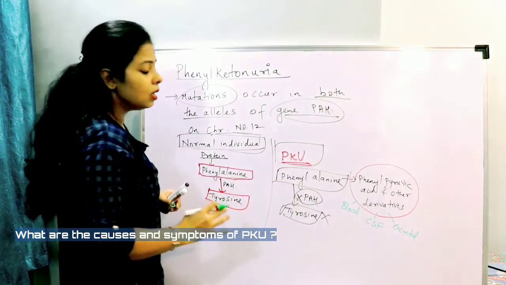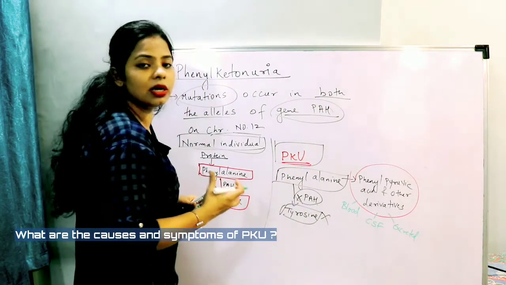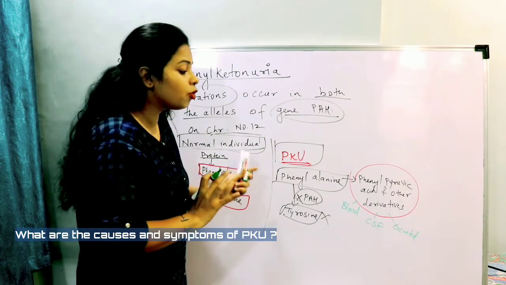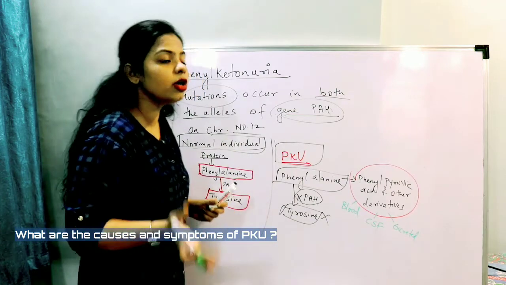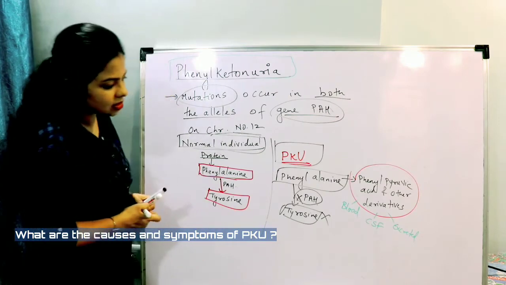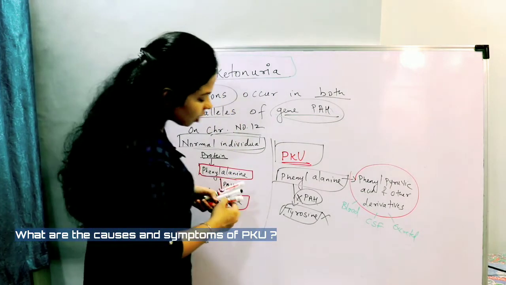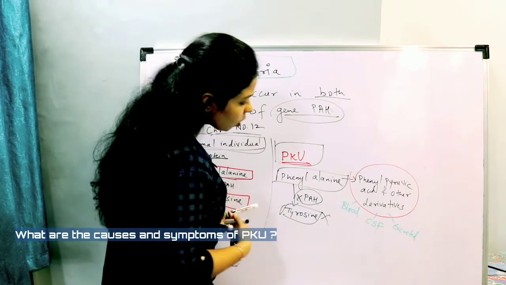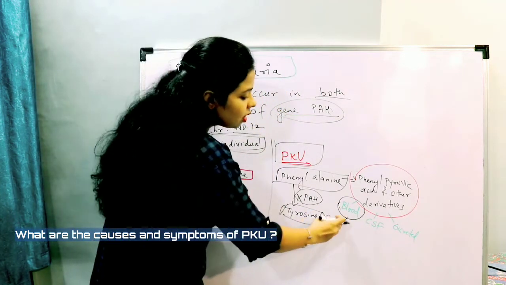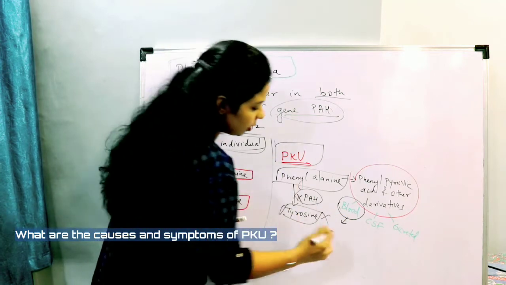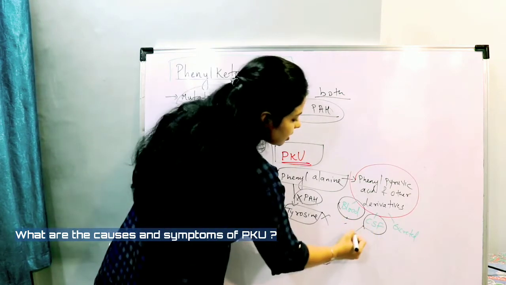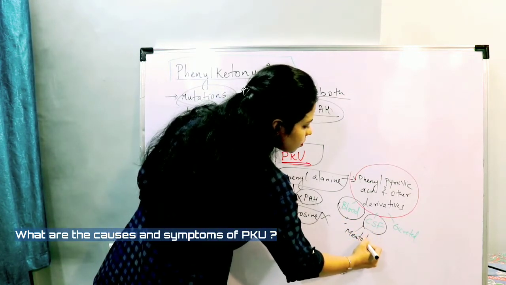Since they accumulate, they have to be released from somewhere and they are not absorbed by the kidney. Therefore they are excreted in urine, and therefore you call this disease phenylketonuria. Now what happens next? When there is accumulation in blood, it will cause excretion in the form of urine. Then in cerebrospinal fluid, if it accumulates in your brain, it causes mental retardation.